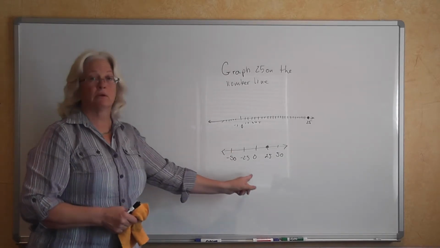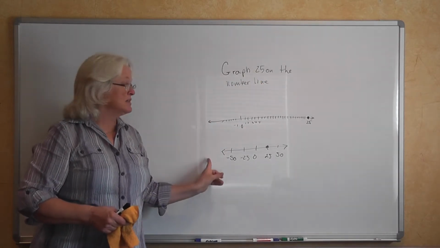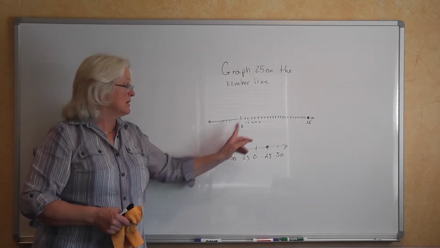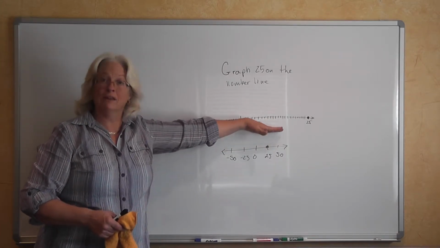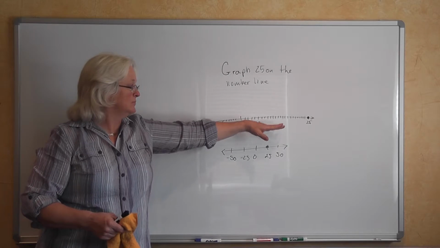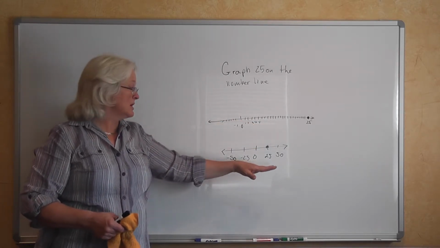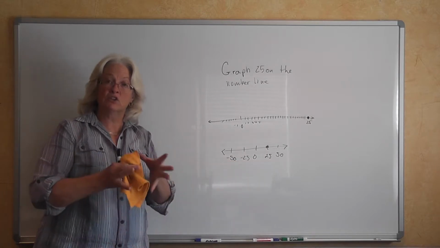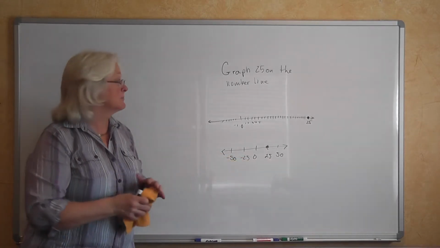Both of these represent the graph of 25 on the number line. This is the way that you need to do it. This, while it's technically correct, is not a realistic way to do it. It's cumbersome, it's easy to get confused. This gives you a very clear, concise picture and helps us to see exactly what we're talking about. All right?